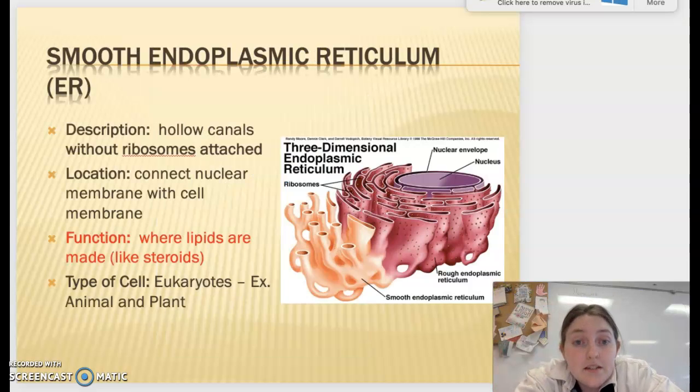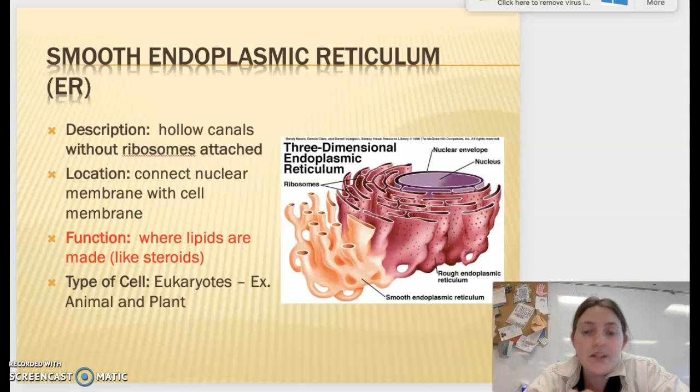The smooth ER is the same type of canals that go from nuclear envelope in the nucleus to the cell membrane, except for there's no ribosomes. This particular organelle's job is to make lipids, so steroids, repair pieces for the rest of the cell membrane, other functioning pieces and other organelles, but its main job is to make lipids and transport them. This again, strictly eukaryotic.